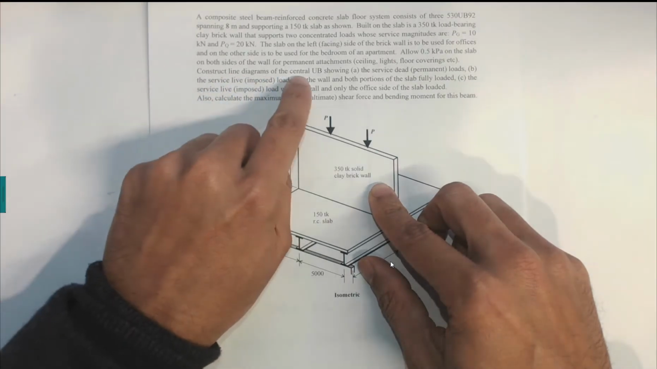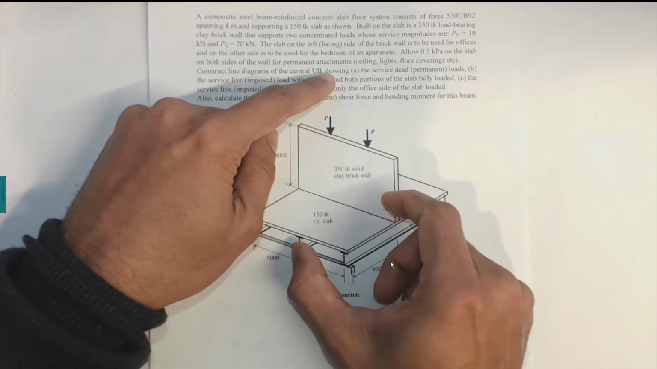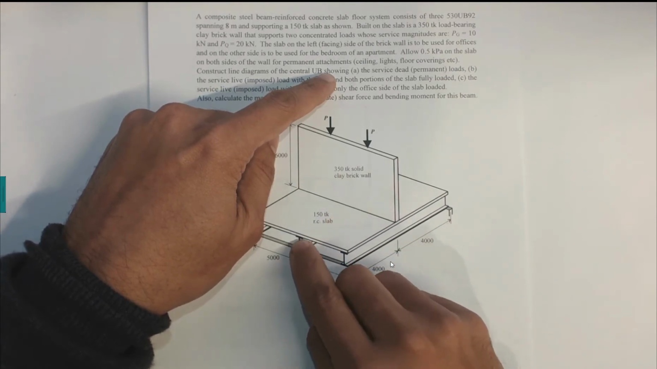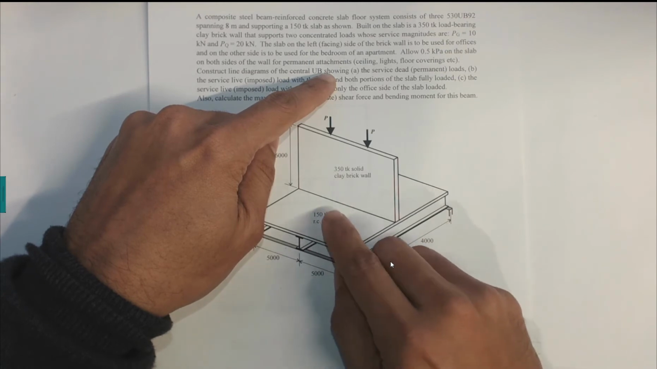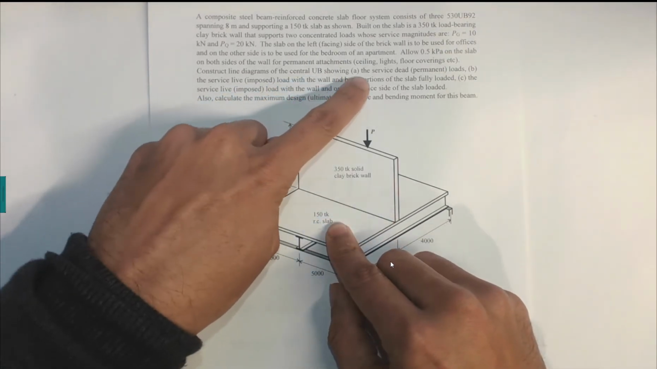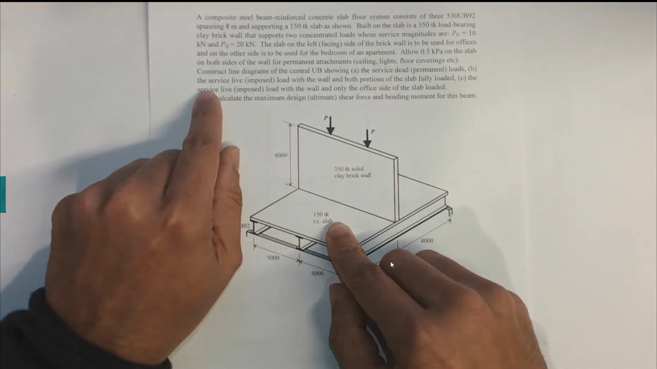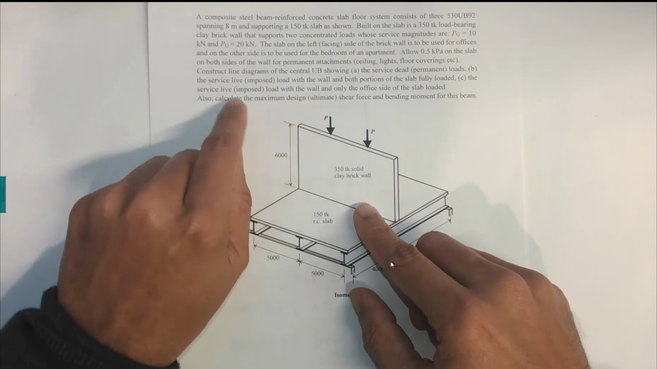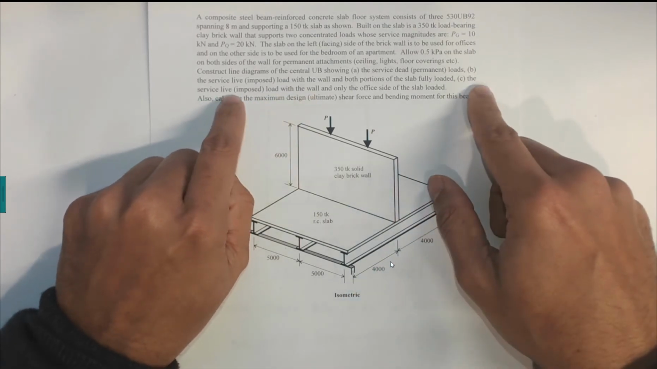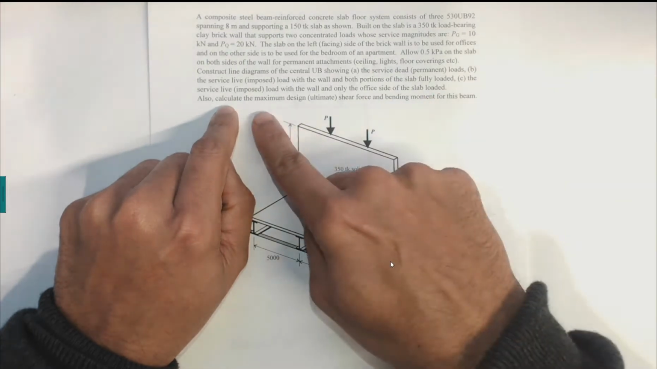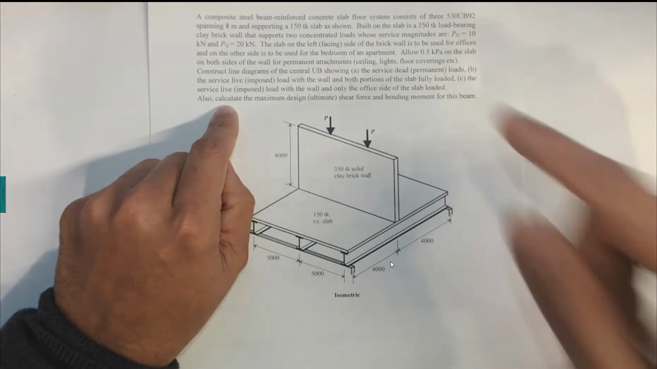Construct the line diagram of the central UB showing the loads. So we need to draw the line diagram of the UDL load on this universal beam, how much dead load and live load is applied due to this load bearing wall and slab. Service dead load, which is the dead load; service live load, which is the live load of the wall and both partitions of the slab fully loaded; and the service live load with the wall and only the office side of the slab loaded. Calculate the maximum design ultimate shear force and bending moment for this beam.